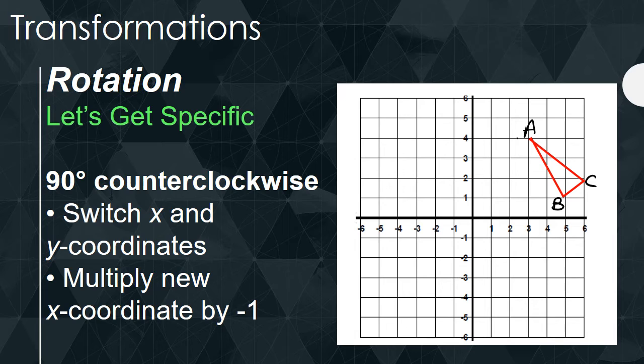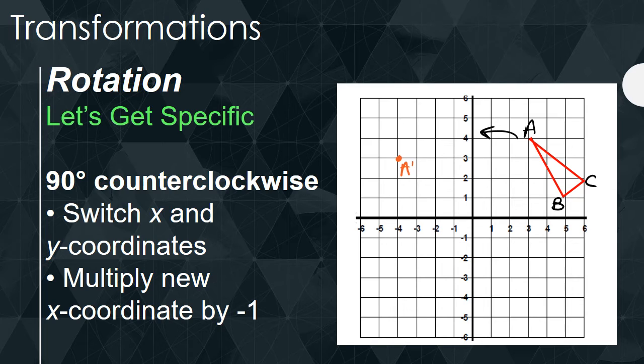Now what we need to do is rotate it 90 degrees. Counterclockwise means that we're going to the left. Let's go ahead and graph our new points. Our rotation here for point A prime is going to be -4, +3. We're going to put that point there and label it A prime.